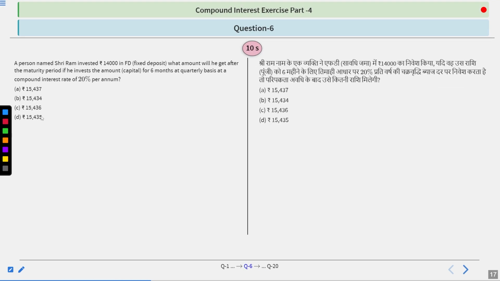Next is, a person named Sri Ram invested rupees 14,000 in a fixed deposit. What amount will he get after the maturity period if he invests the amount, that is capital, for 6 months on a quarterly basis at a compound interest rate of 20% per annum? And the options are option A, rupees 15,437. Option B is rupees 15,434. And option C is rupees 15,436. And option D is rupees 15,435. These are the options.